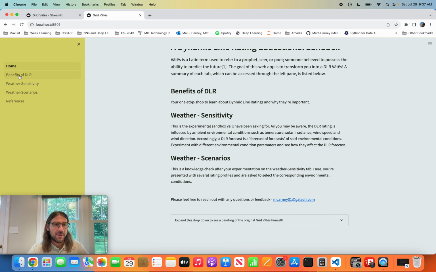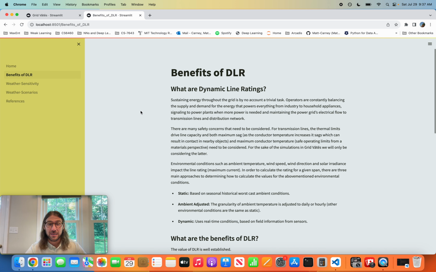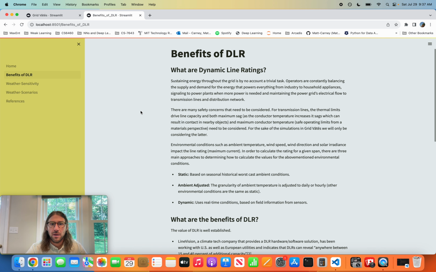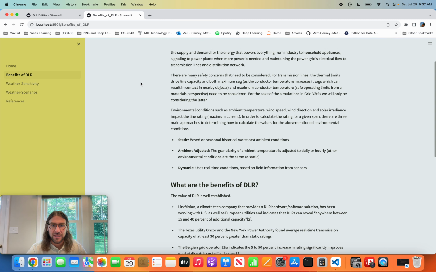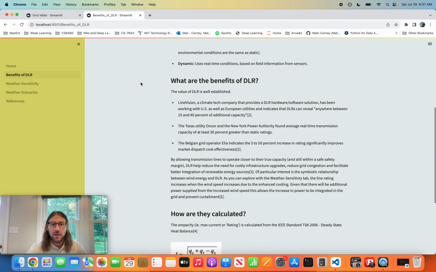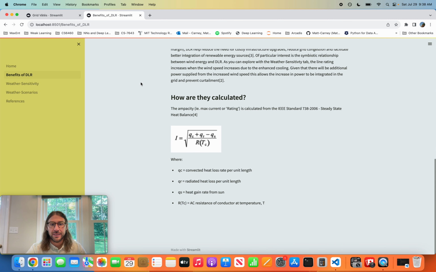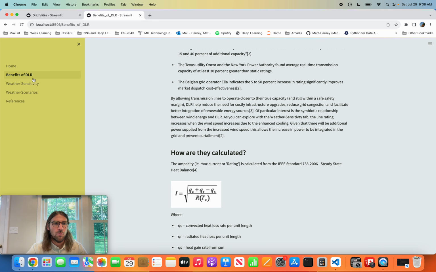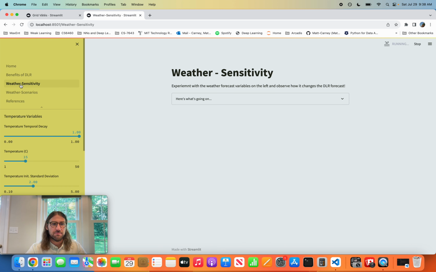Okay, so jumping to the benefits of dynamic line rating tab, I'm not going to go through this in detail because a lot of it is what I already covered in the background for this presentation. But we're talking about what are dynamic line ratings, what are the benefits, and how they're calculated. Now we'll jump to the weather sensitivity tab. So this is definitely the core of the app.